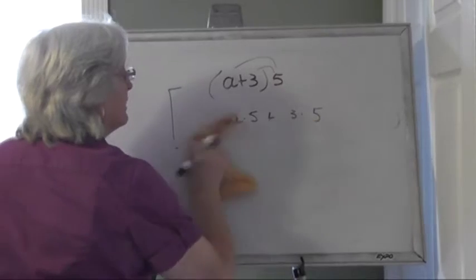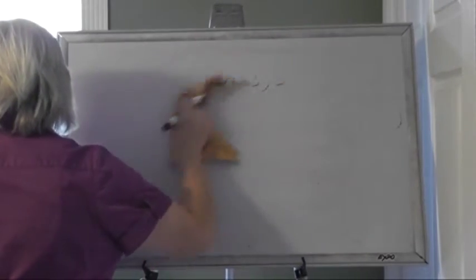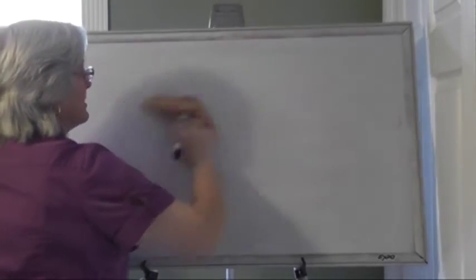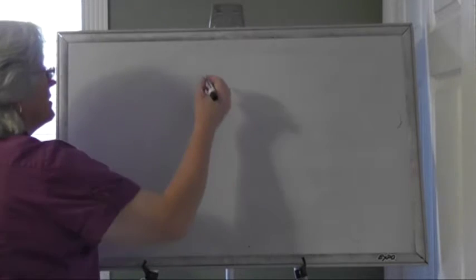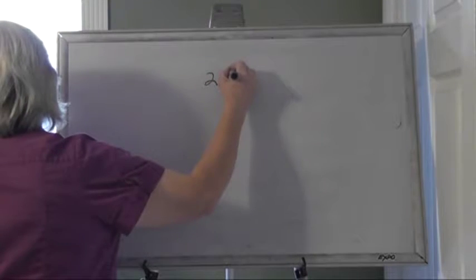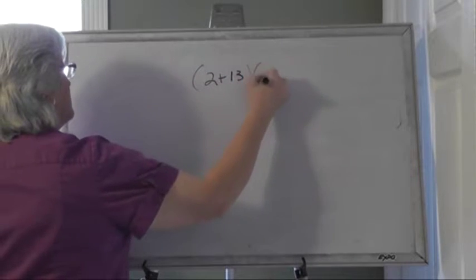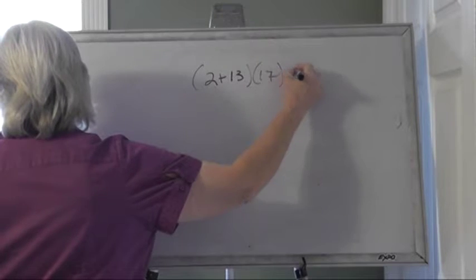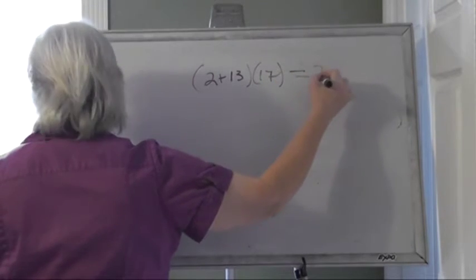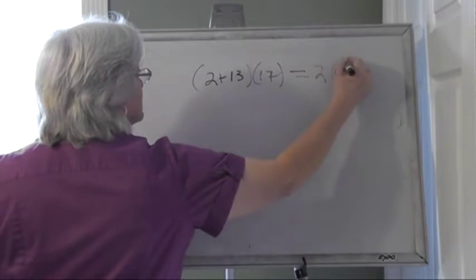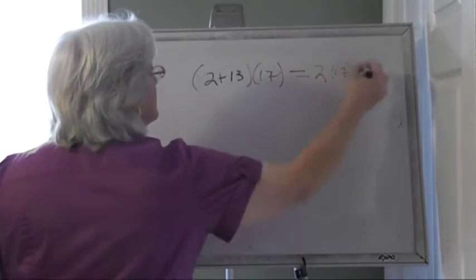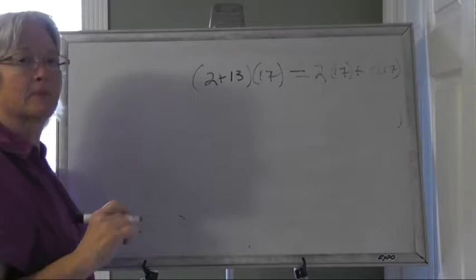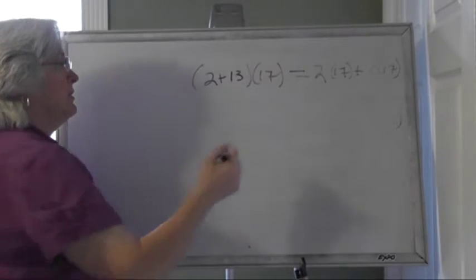Now let's look in our text at problem number 6. 2 plus 13 times 17 is equal to 2 times 17 plus C times 17. And what they're asking you is to find the value of the variable.